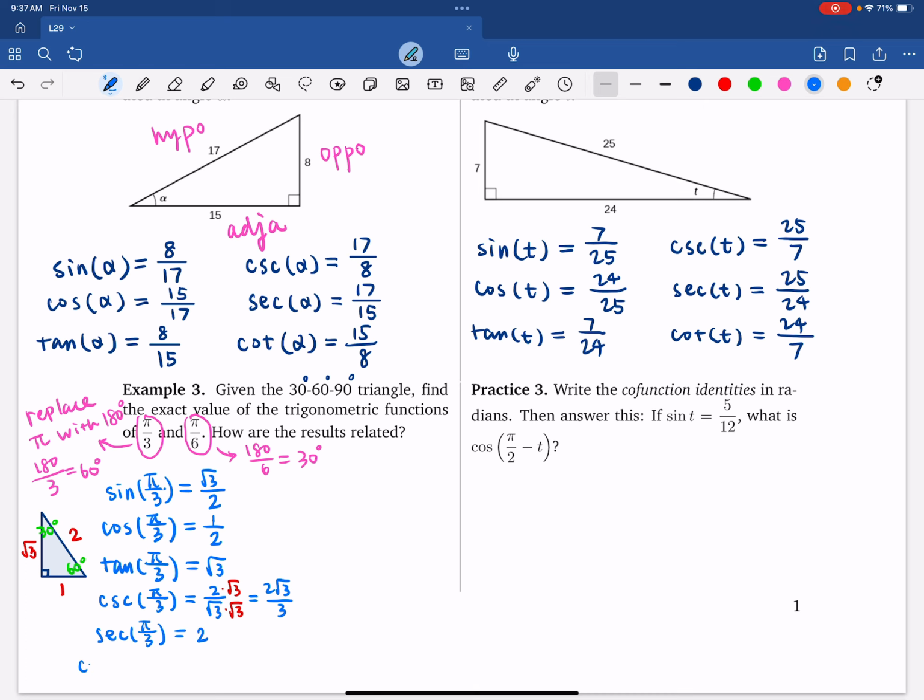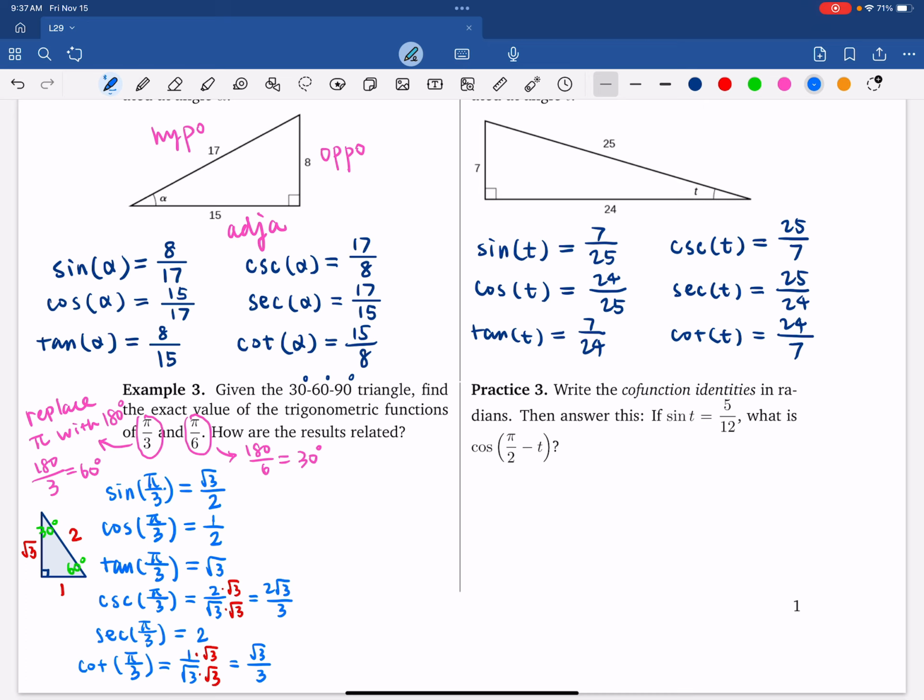Finally, you have cotangent of pi over 3. That's the reciprocal of tangent. So it's 1 over radical 3. And again, we're going to rationalize this number. Multiply both the top and the bottom by radical 3. We obtain radical 3 over 3. And now these are the 6 trigonometric function values of pi over 3, 60 degrees.